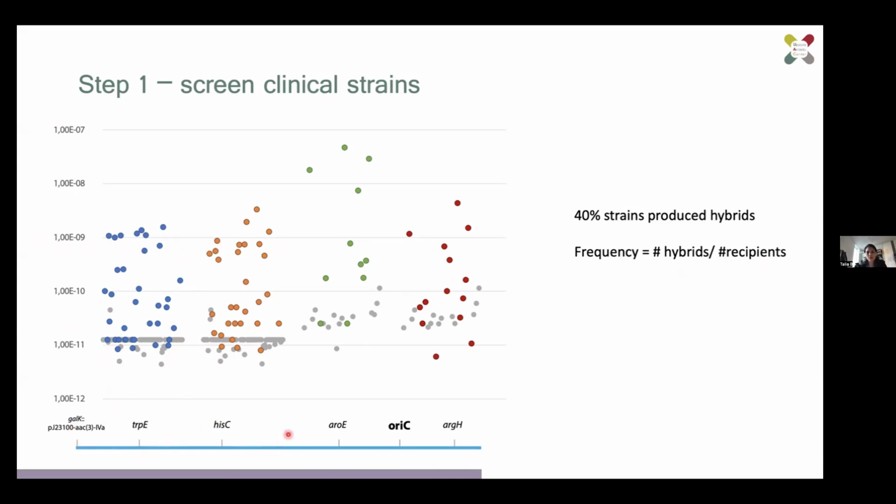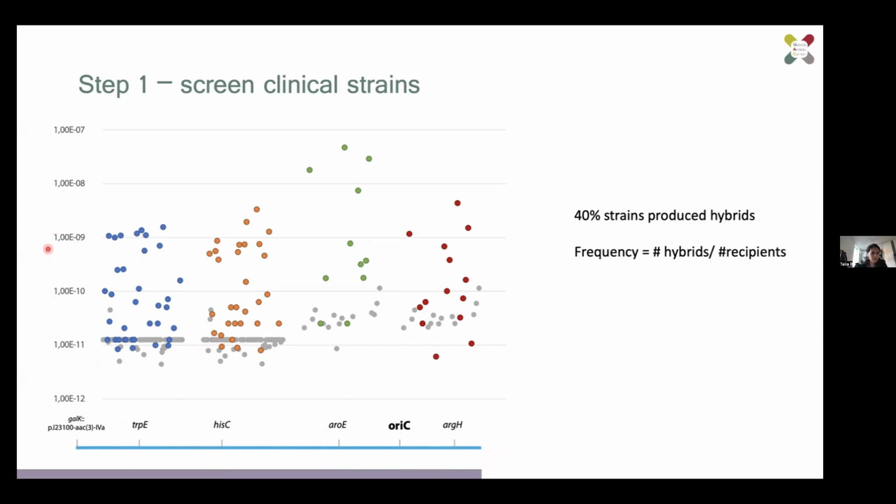We tested the whole clinical isolates collection with these two. And then a subset of those we also tested with this. So then we cover the whole chromosome. We see if they can transfer any marker along the whole chromosome. Yeah, and then we just see that we have different frequencies for each one.